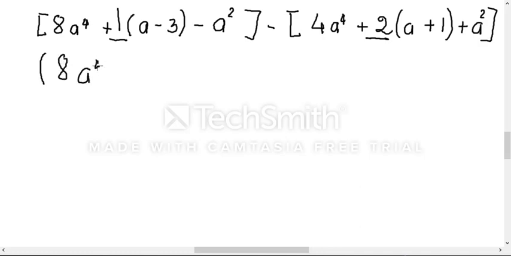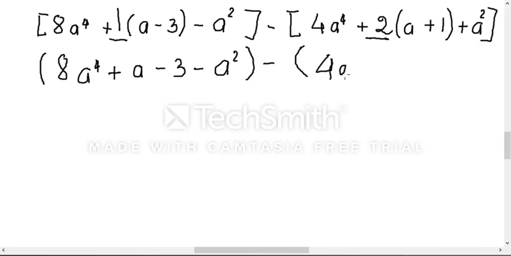We have a to the fourth, and I'm going to distribute the positive one, which will just give us exactly what's inside the parentheses. And then we have a minus a squared. Moving on to the next side, we have 4a to the fourth, and if I distribute my positive 2, we have a positive 2a plus 2, and then our a squared hanging around there.